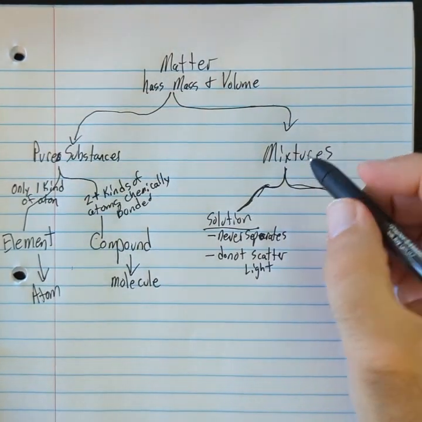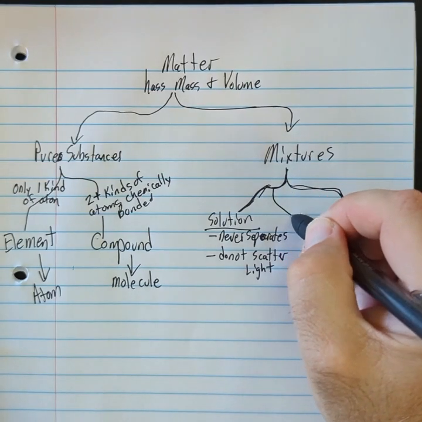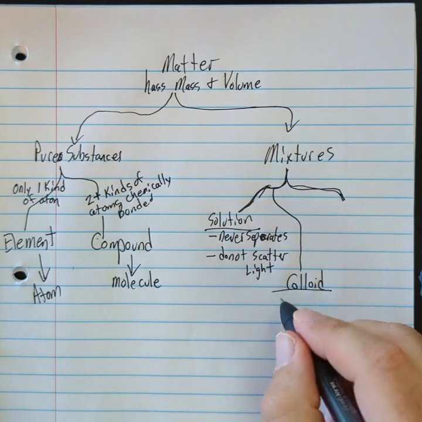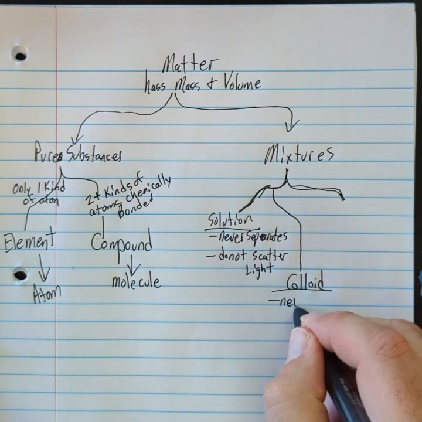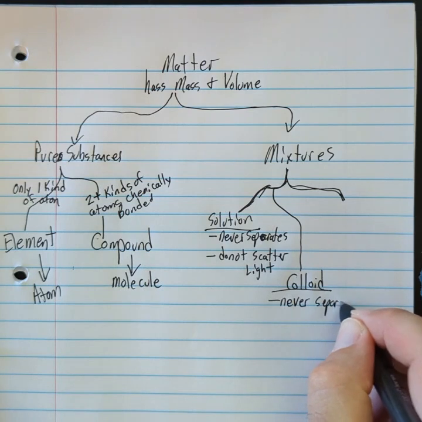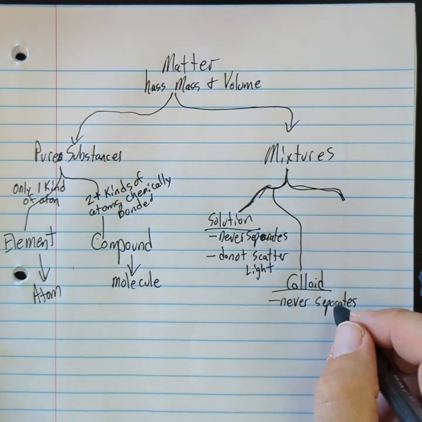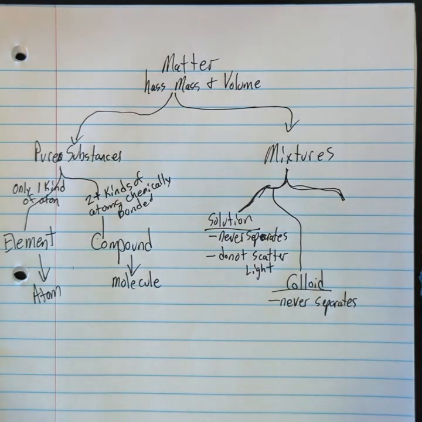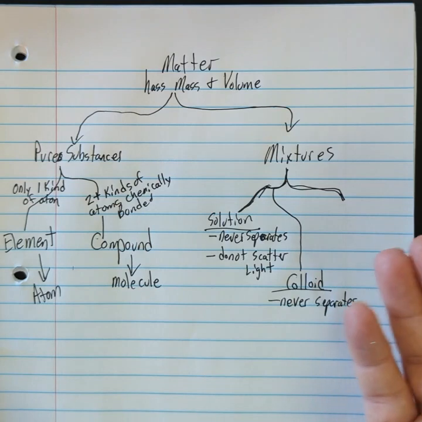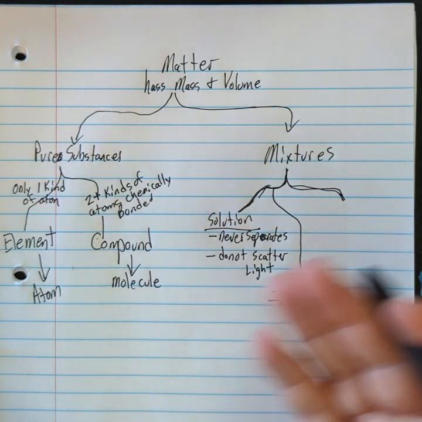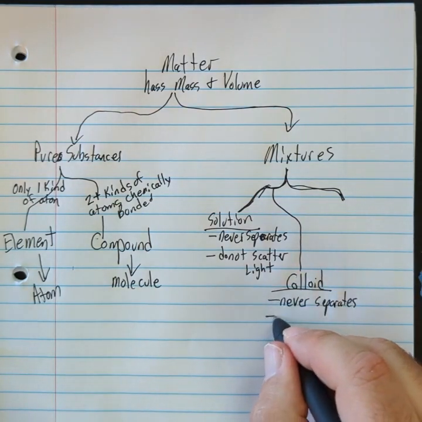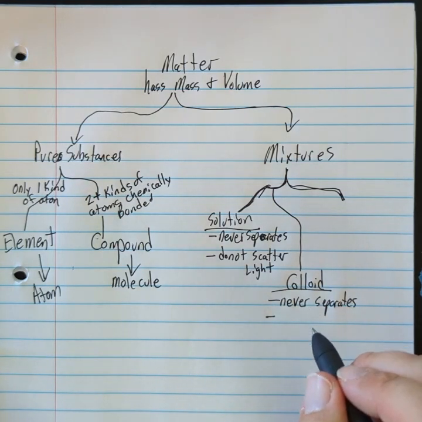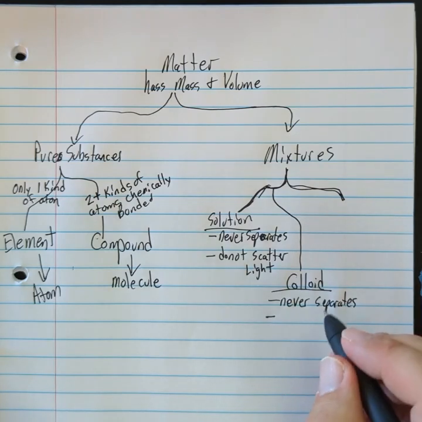Another type of mixture on this branch is something called a colloid. Now, a colloid never settles or separates. Think about milk. Now, it does separate when it spoils, but that's because a chemical reaction has happened at that point. When you just buy homogenized milk, it doesn't settle or separate. But the particles in a colloid are big enough that they do scatter light.